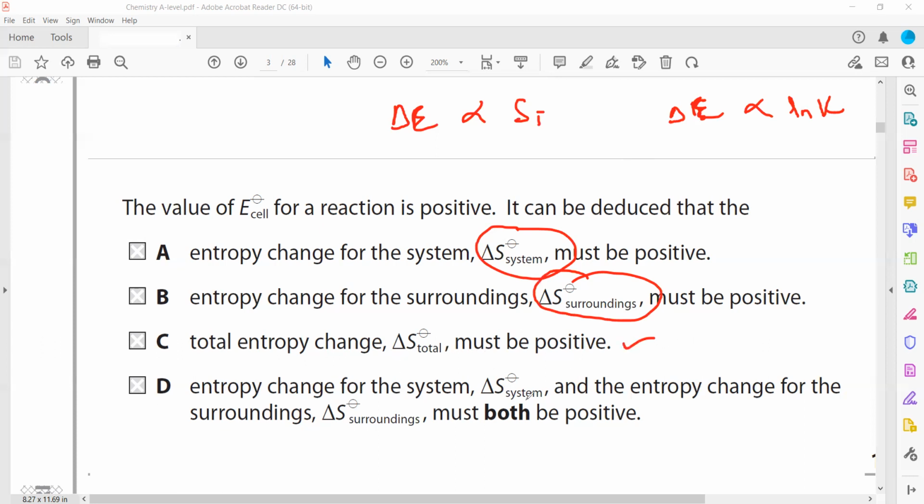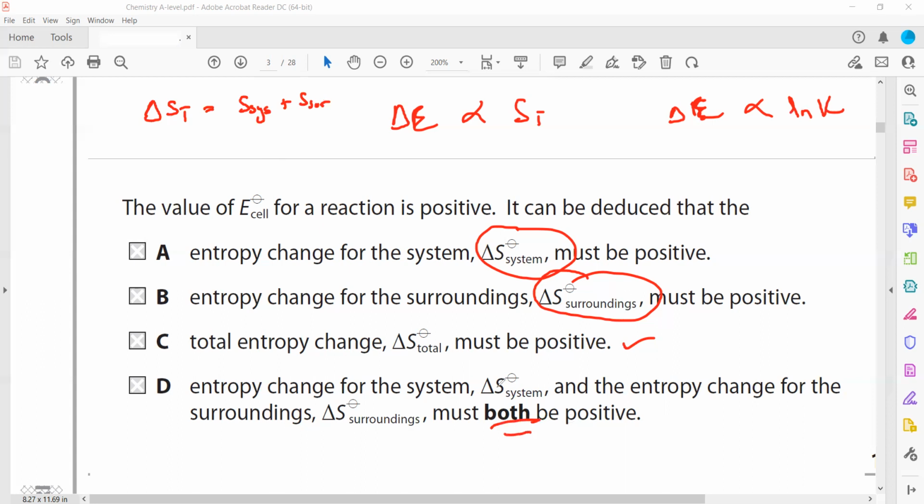That's true. And the entropy change of a system and the entropy change of the surroundings, both must be positive. If the electrode potential of a cell, or cell voltage, is positive, it means the reaction is feasible. If the reaction is feasible, the total entropy should be positive, and total entropy is entropy change of the system plus entropy change of the surroundings.